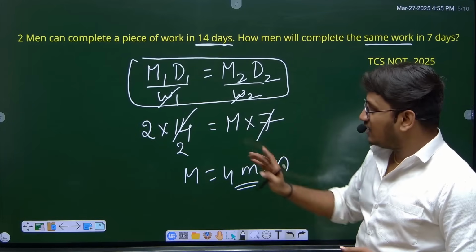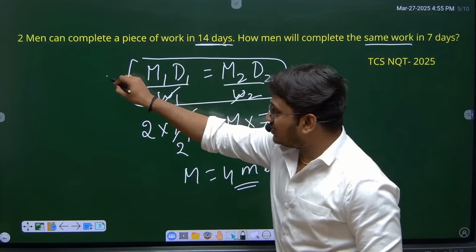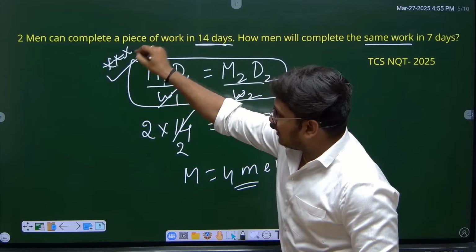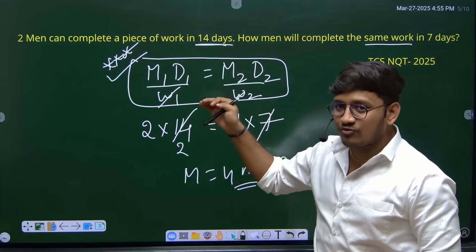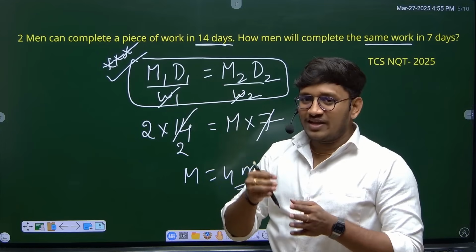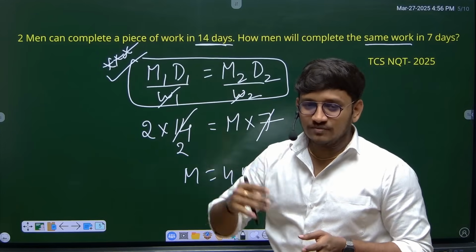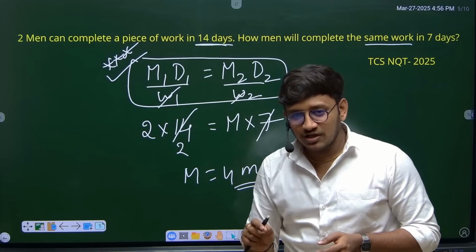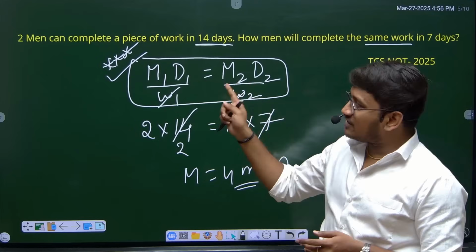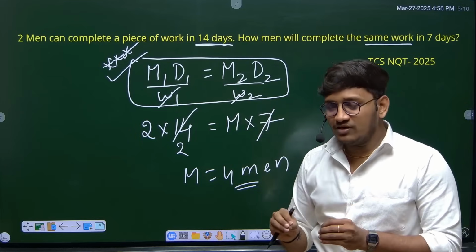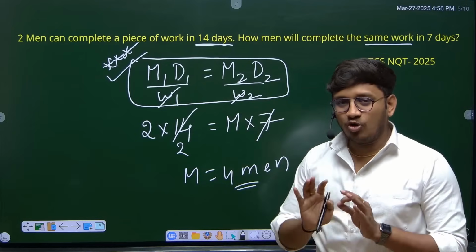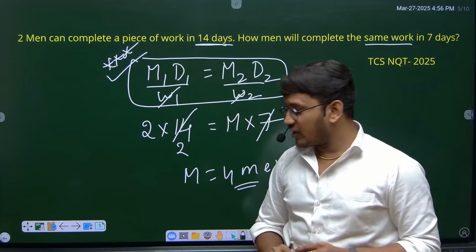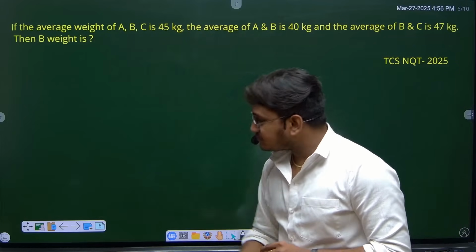The only thing you need to remember is M1 D1 by W1 is equal to M2 D2 by W2. The same pattern of questions was given in 3 different slots. By just changing the values, you might get the same category of questions. So please remember how to solve this question using this formula. I hope you all are clear with this. Let's go with the next one.